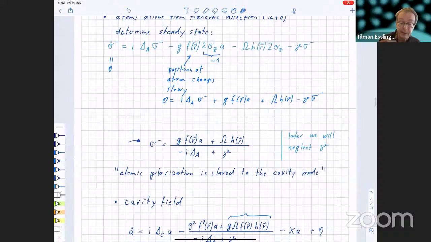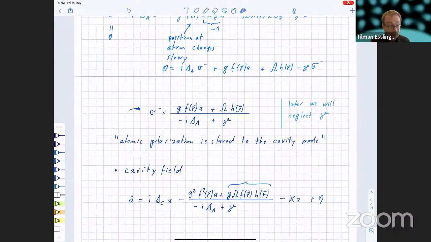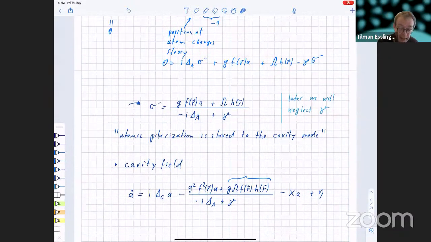And what it means is that the atomic polarization is basically slaved to the cavity mode. So the internal degree of freedom of the atom, their driven dipole, reacts quickly to the cavity field. And now we can put that into an equation for the cavity field and solve that equation. And then here we will in particular see that we have an interference term.